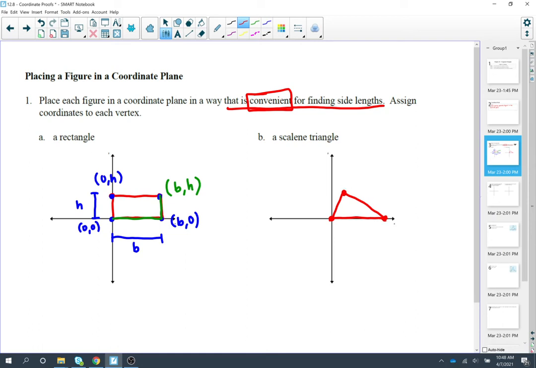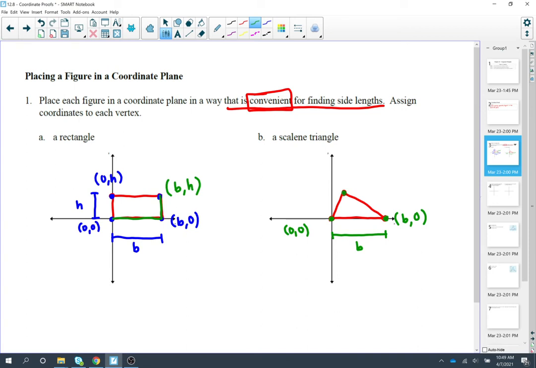Once again, we have to assign coordinates to our vertices. Our first one is simply at the origin, which is 0, 0. Then when I come over here, I get to pick whatever distance this is. We could call it the base again. So this would still be at b, 0.